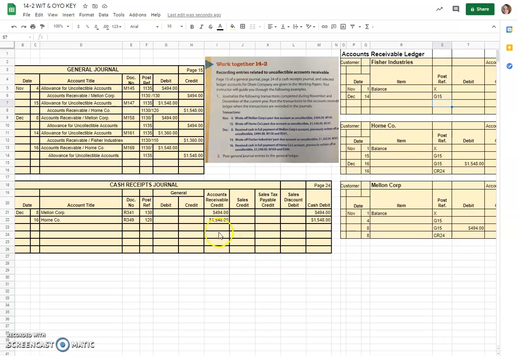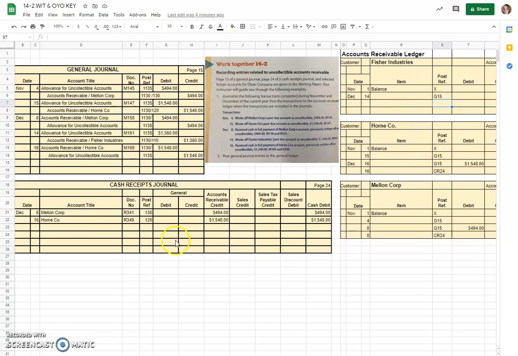Okay, so general journal entries have all been posted. You can see the posting references here to those accounts. And that concludes number 2. Also, I was silly and it was actually page 15. So I fixed my G15s from 13s.